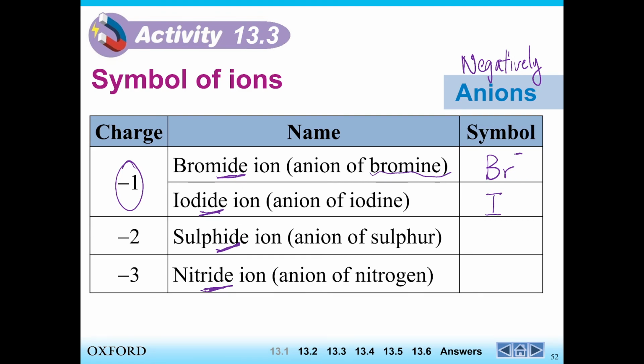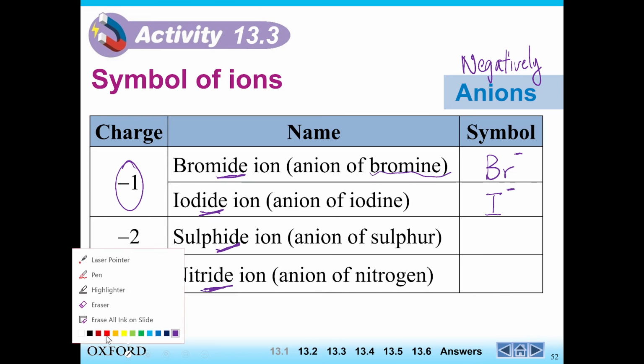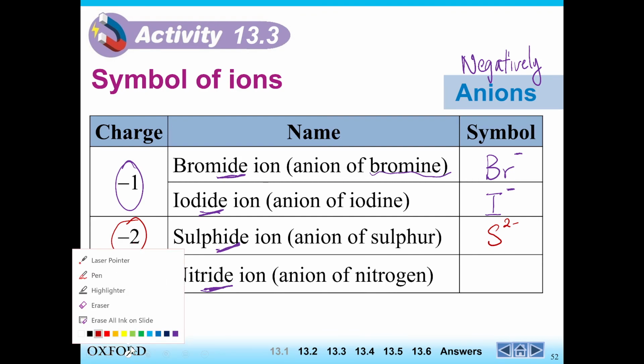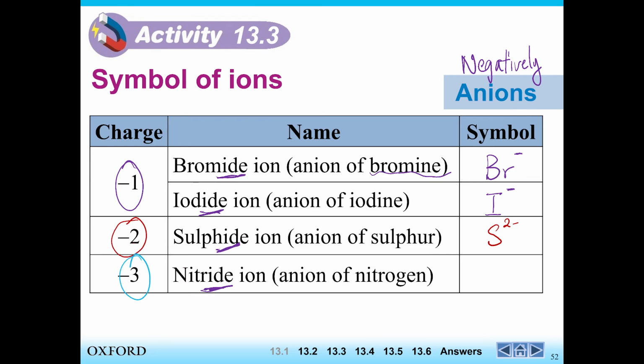Iodine, or iodide ion, would become I minus. And the next one, sulfur, which is sulfide ion here, S. Remember, now the number, you got to flip it with the charge. So it's S2 minus. Remember to flip it here. And the last one, you have nitride ion, which would be N3 minus. Yep. So there you have it. That's how you can find the symbols of ions.